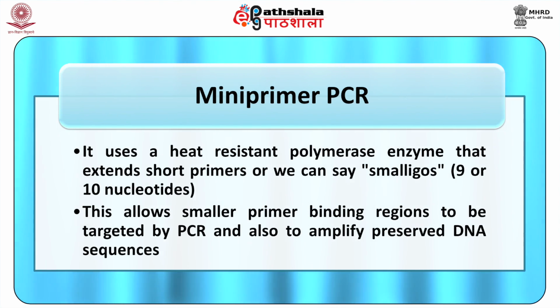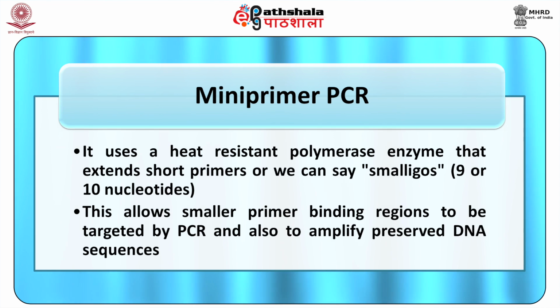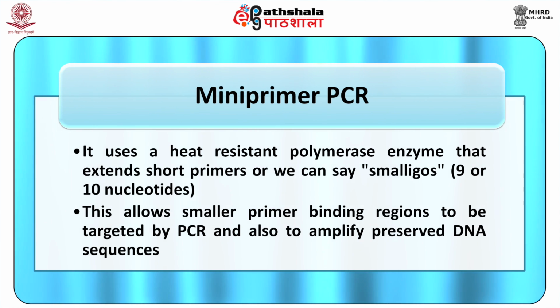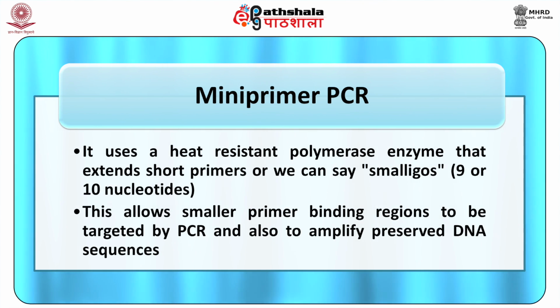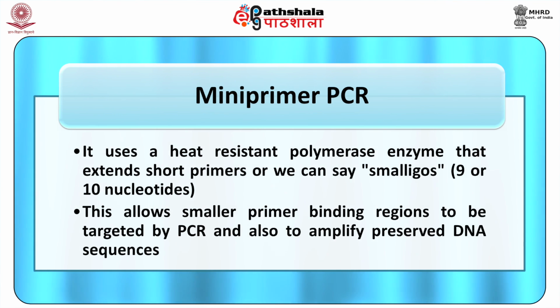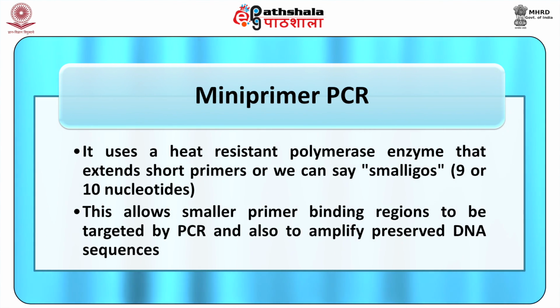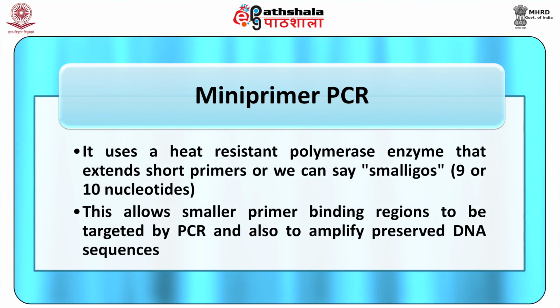Mini primer PCR. It uses a heat resistant polymerase enzyme that extends short primers, or we can say small oligos, that are 9 to 10 nucleotides. This allows small primer binding regions to be targeted by the PCR and also to amplify preserved DNA sequences.